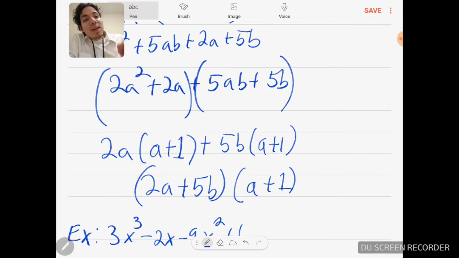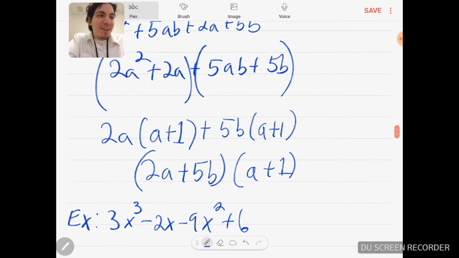And here's the thing. You can check it by simply multiplying everything out, and you should get the exact same answer that you originally started off with. It's a really ugly array. I'm not even going to draw that.